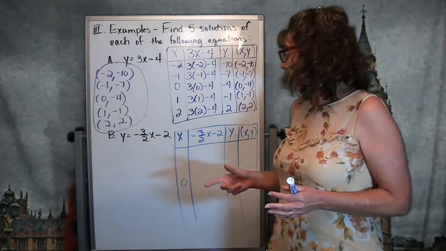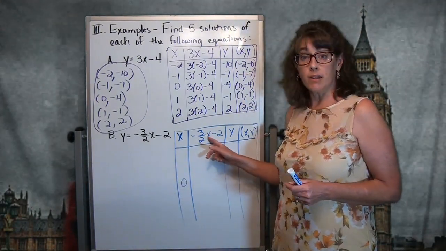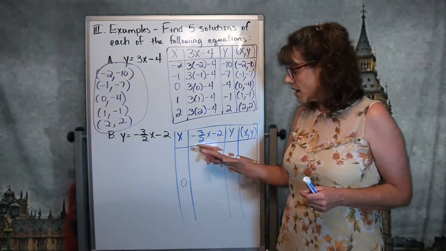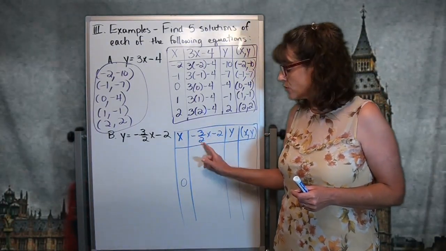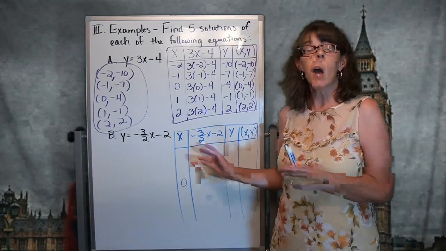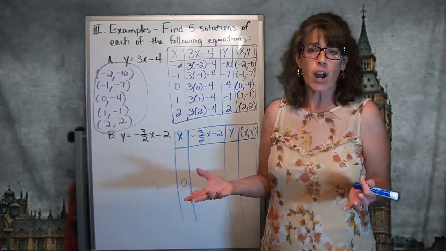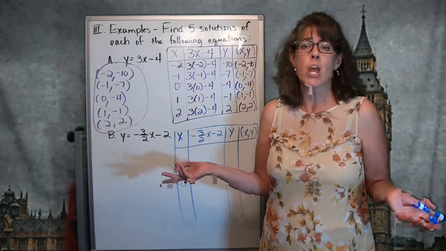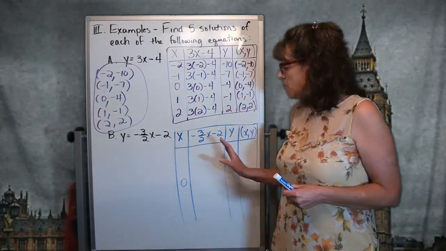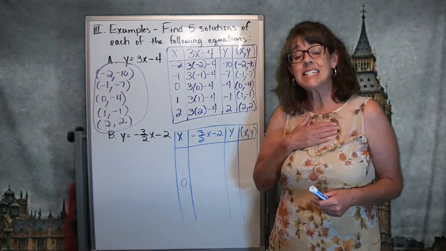Because let's think about this. Let's say that I pick a 1. Well, if I put a 1 in here, it's not going to cancel with the 2. I'm going to get a -3/2, and I'm going to have to subtract a 2. I'm going to retain a fraction in there, which is not bad. I mean, we can work with fractions. We've done a whole chapter on that. We're good at fractions. But I want to make my life easy.